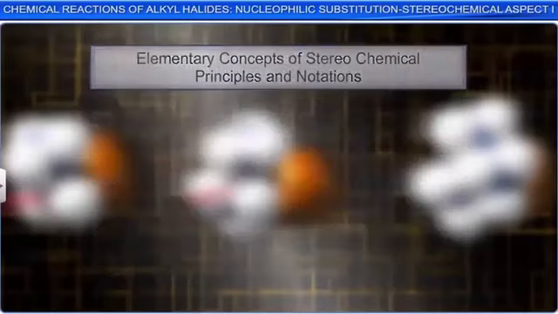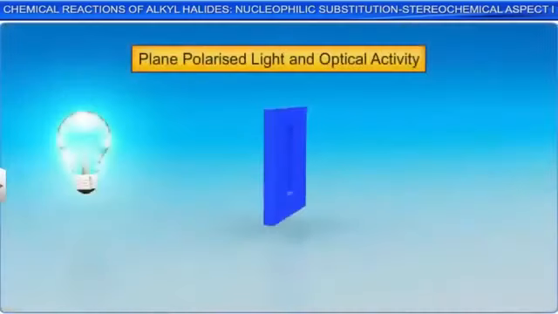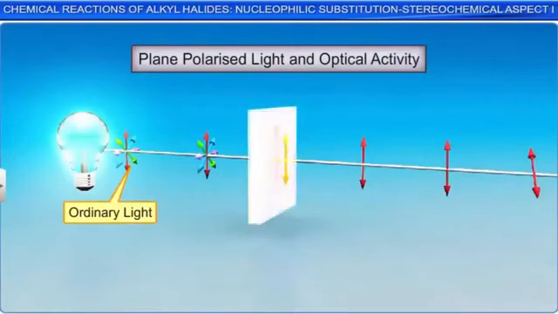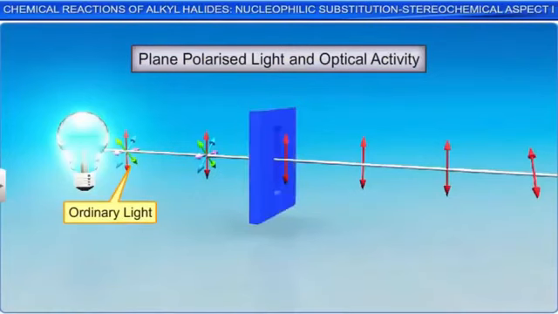Let's start our discussion with plane polarized light and optical activity. Ordinary light is light vibrating in all directions through the line of propagation. When ordinary light is passed through a lens made of Polaroid, or more traditionally calcite, it produces a light that vibrates in only one plane and is called plane polarized light.